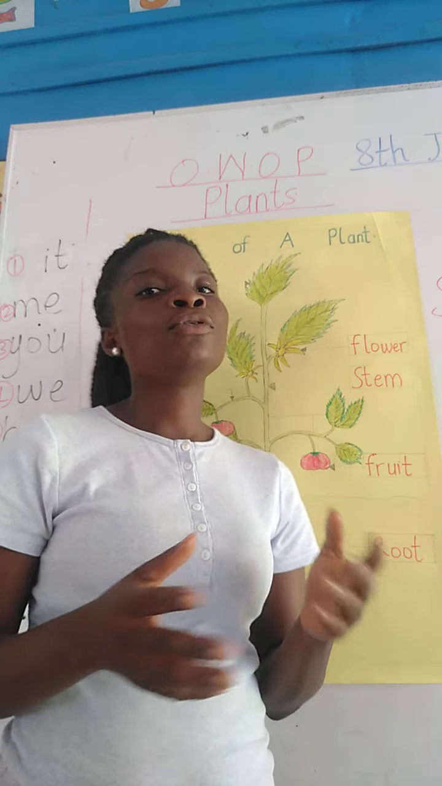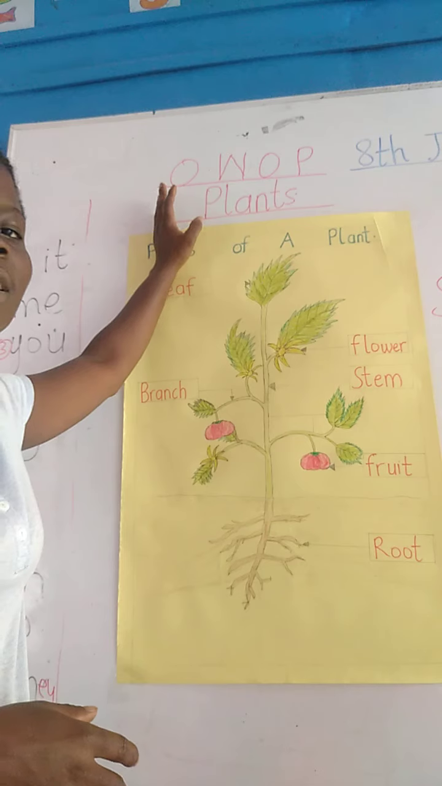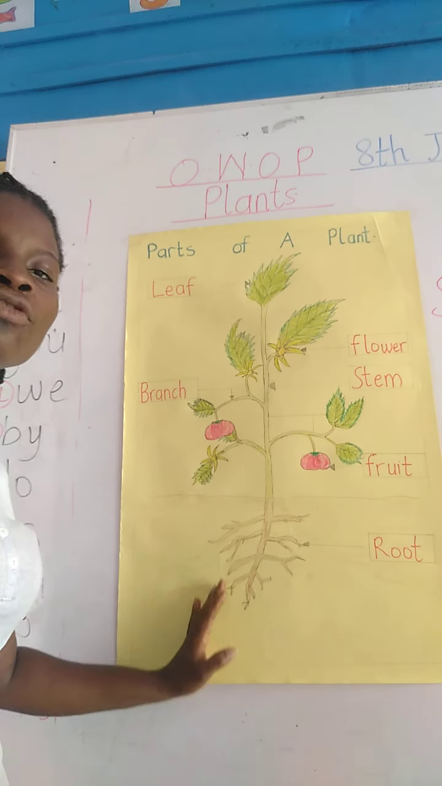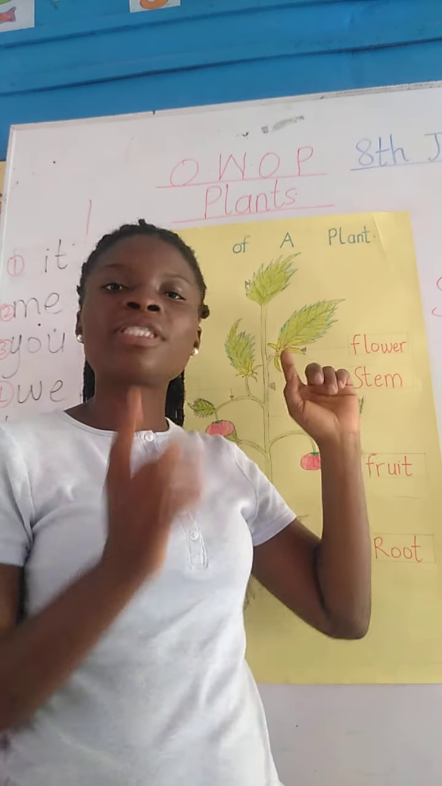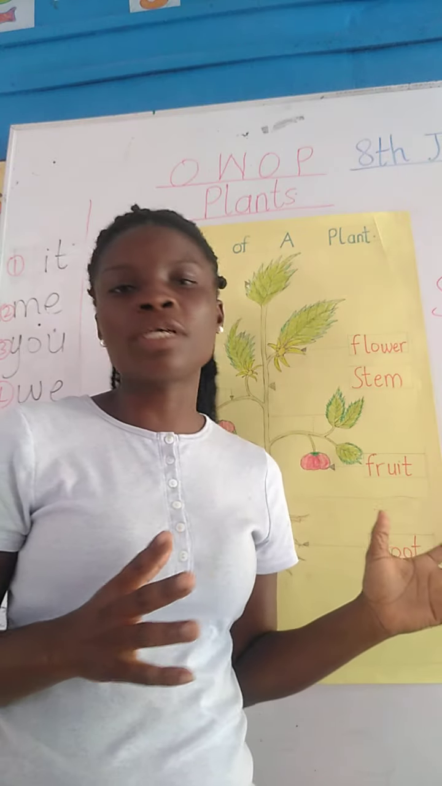Then we go. Today on OWOP, we have what? Plants. OWOP is our last lesson, and the topic is plants. So we can see a beautiful plant drawn over here. We are just going to talk a little about this, and we are going to step out with a camera to see a lot of what we are talking about.